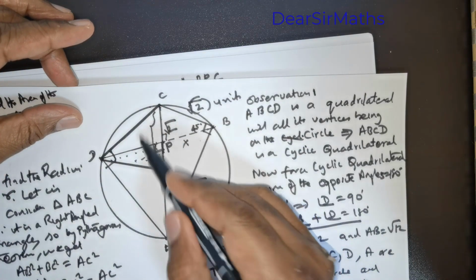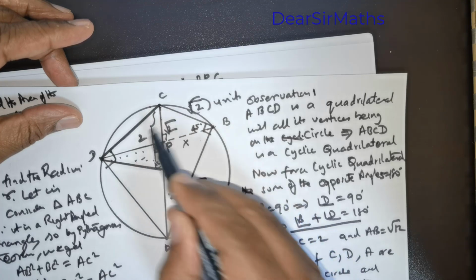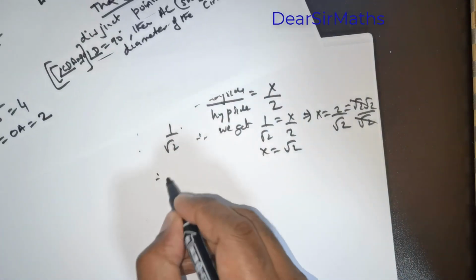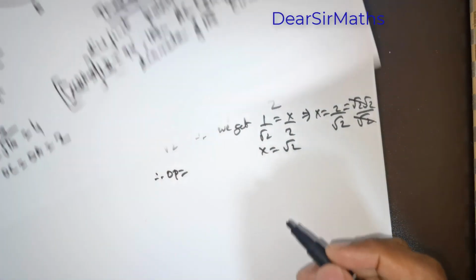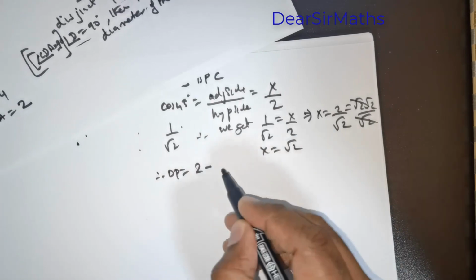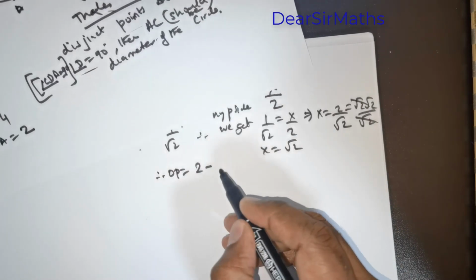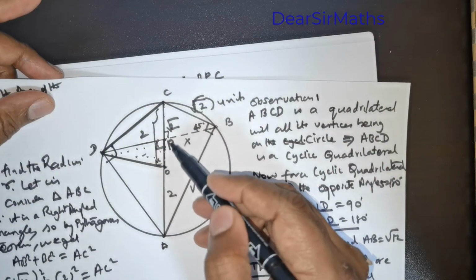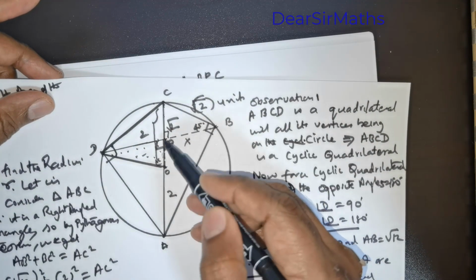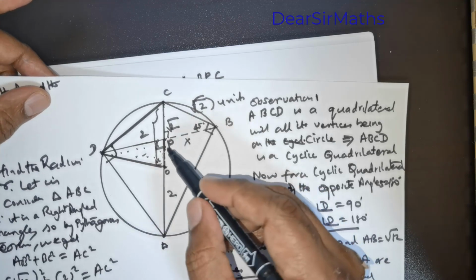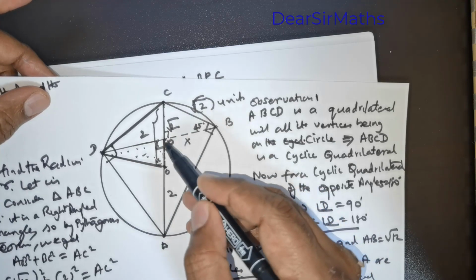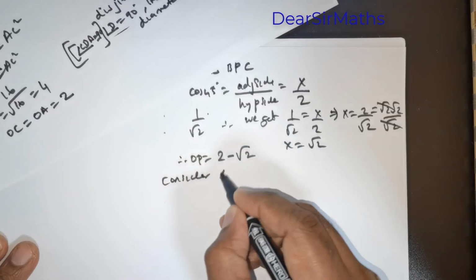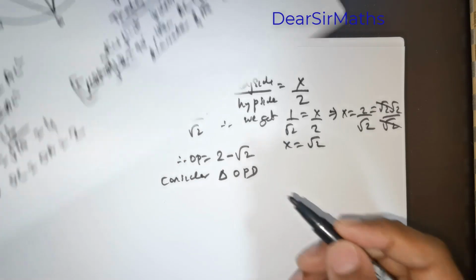Now this entire length is 2 units and I want OP. Now to get OP, what is OP? OP is nothing but from 2 you subtract root 2, right? This entire length is 2 units. From 2 you take away root 2, you get this. Now what we are going to do is consider triangle OPD. Now you have a 90 degree angle here.